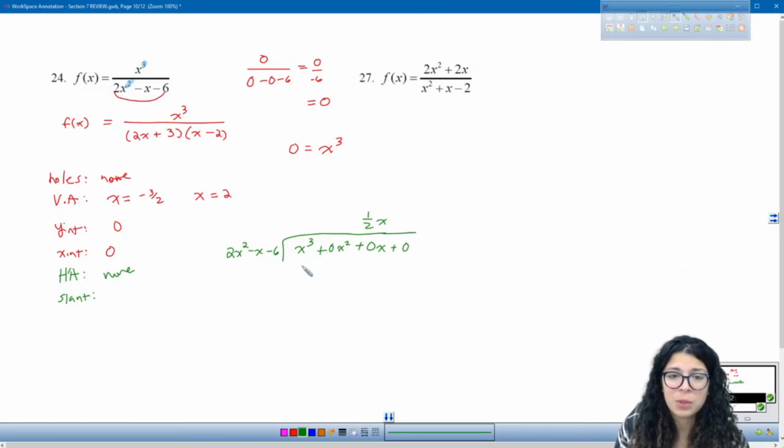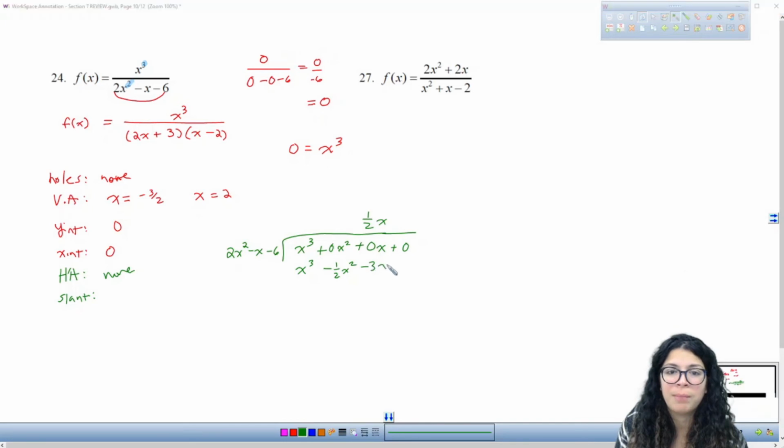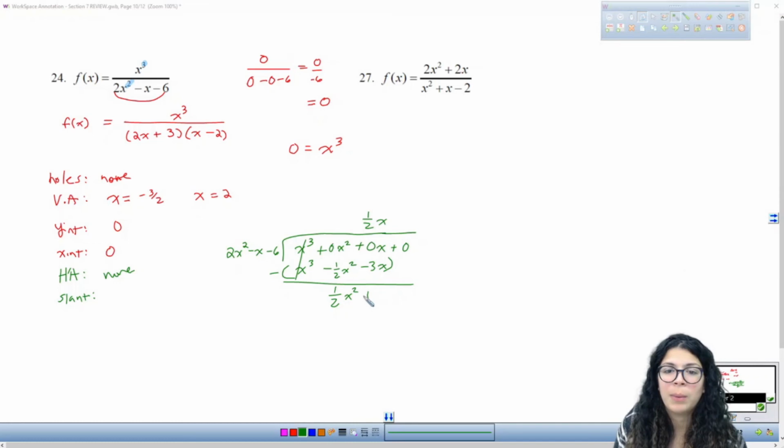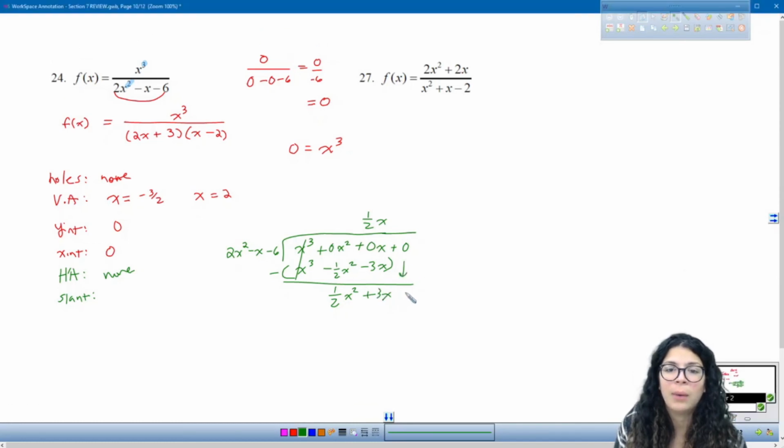Multiply 1/2 x times 2x squared will be x cubed. 1/2 x times negative 1x will be negative 1/2 x squared. And 1/2 x times negative 6 will be negative 3x. Then we go ahead and subtract these two. Anything minus itself is nothing. 0 minus negative 1/2 will be positive 1/2 x squared. 0 minus negative 3 will be positive 3x. And we can go ahead and bring down the 0.